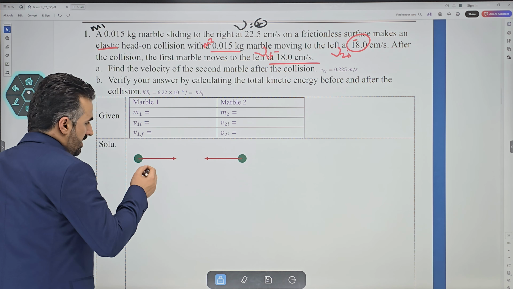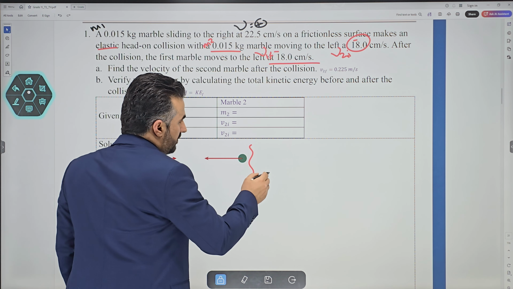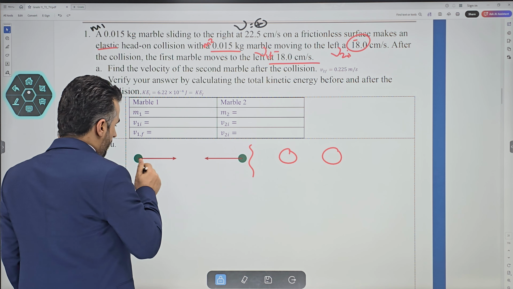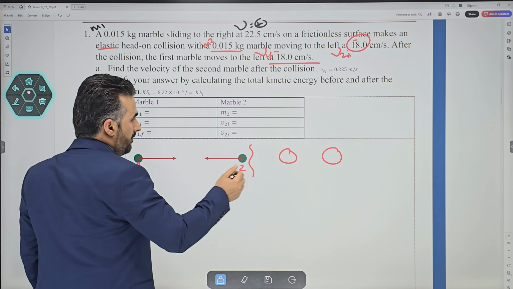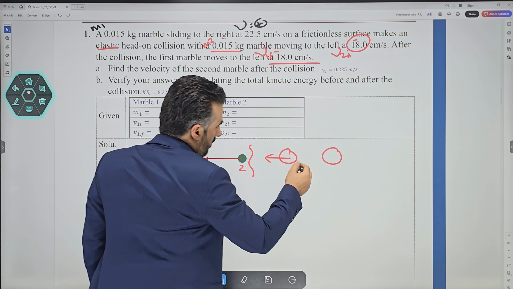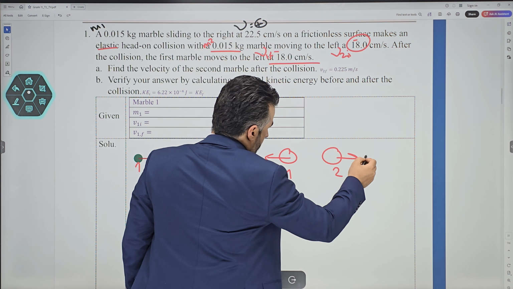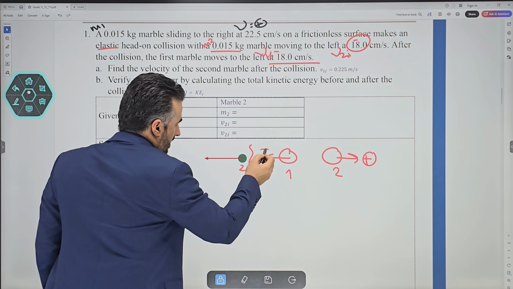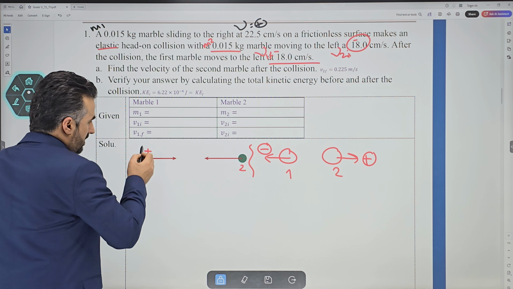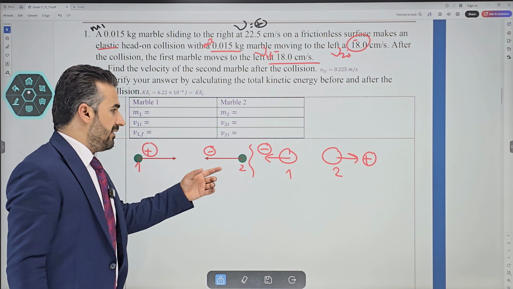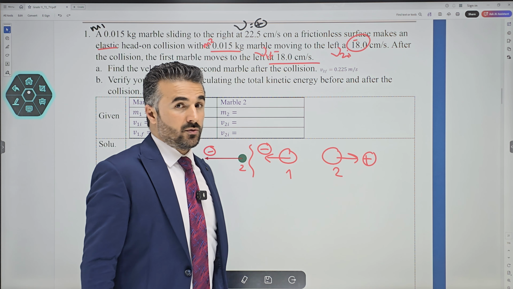We can say this before the collision. And after the collision, they're going to collide head on. This marble, the one going to the right, now after the rebound goes to the left, and the one that was going to the left is now going to the right. So this one becomes positive and the other negative. Because these are to the right, this is to the left. But after the collision, they're going to rebound.